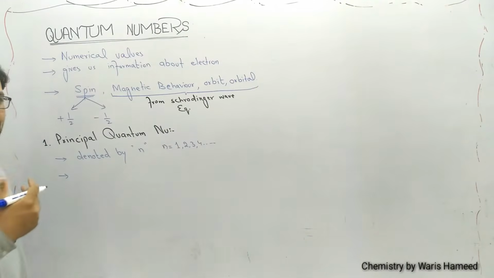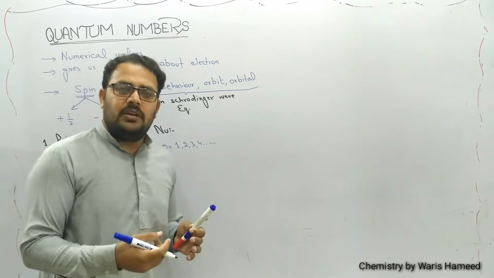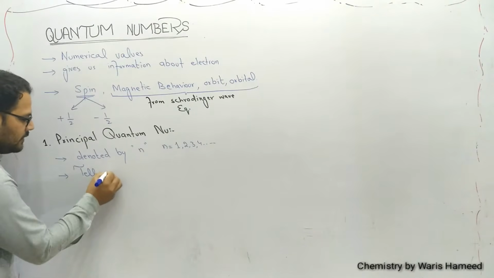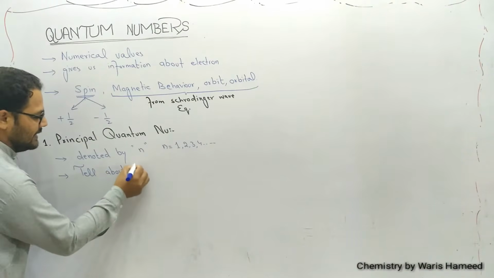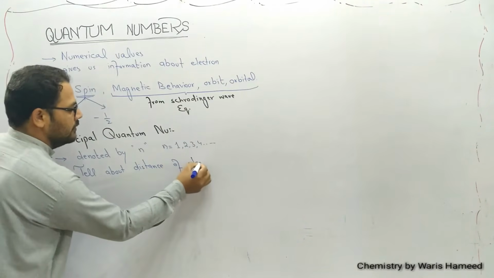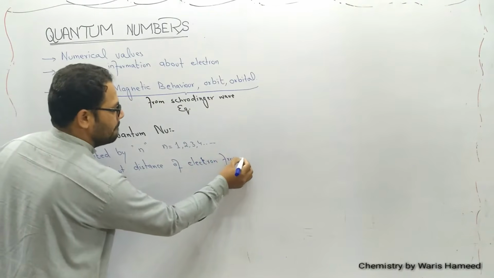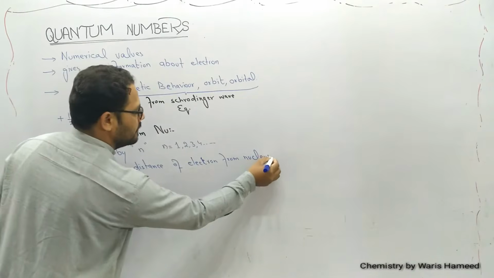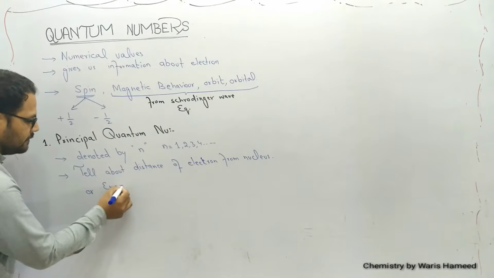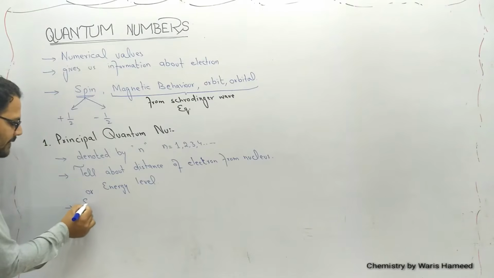It gives information about the valence shell or electronic energy level, about the distance of the electron from the nucleus or energy level, and it also tells us about the size of the atom.